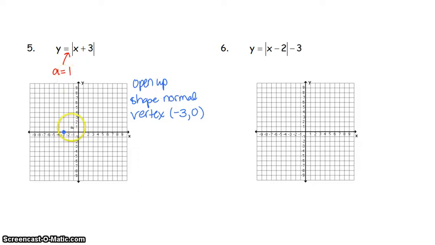Slope of 1 opening up, so we go up 1, right 1, up 1, right 1. Continue that, and then we go the other direction to make the other half of our V.